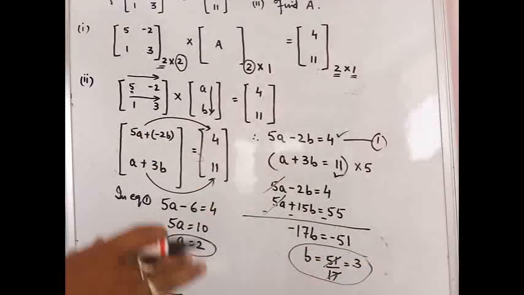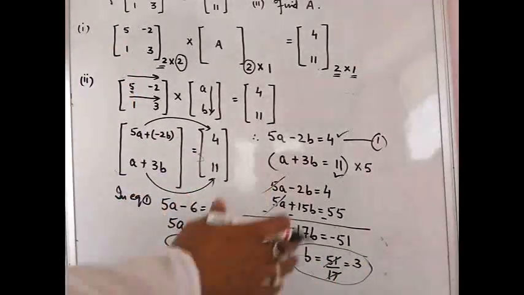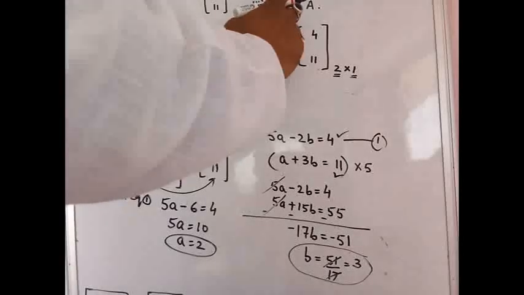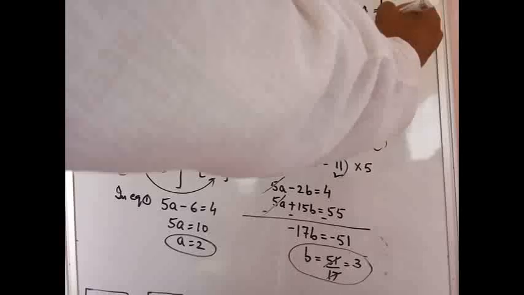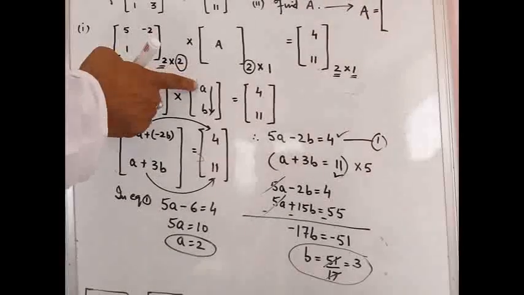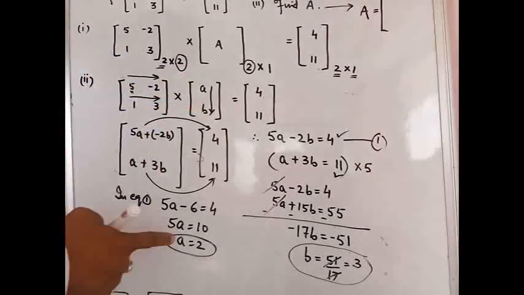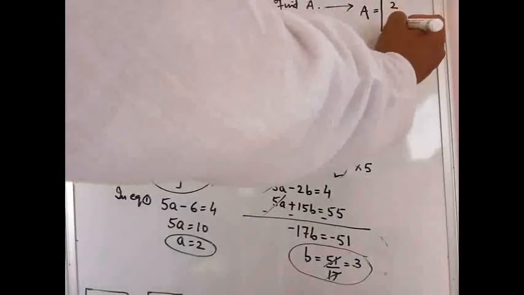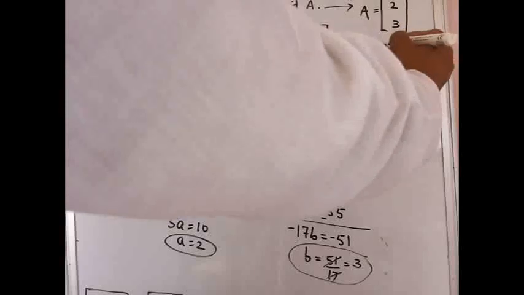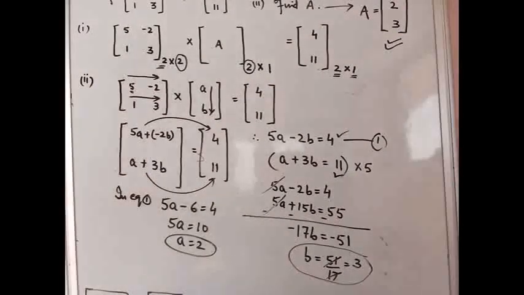Do not leave the answers like this, because you were asked to find the matrix A. So your final answer will be matrix A is what? A and then B below. So A value has come out to be 2, B value has come out to be 3. So this is your final matrix A that you had to find.